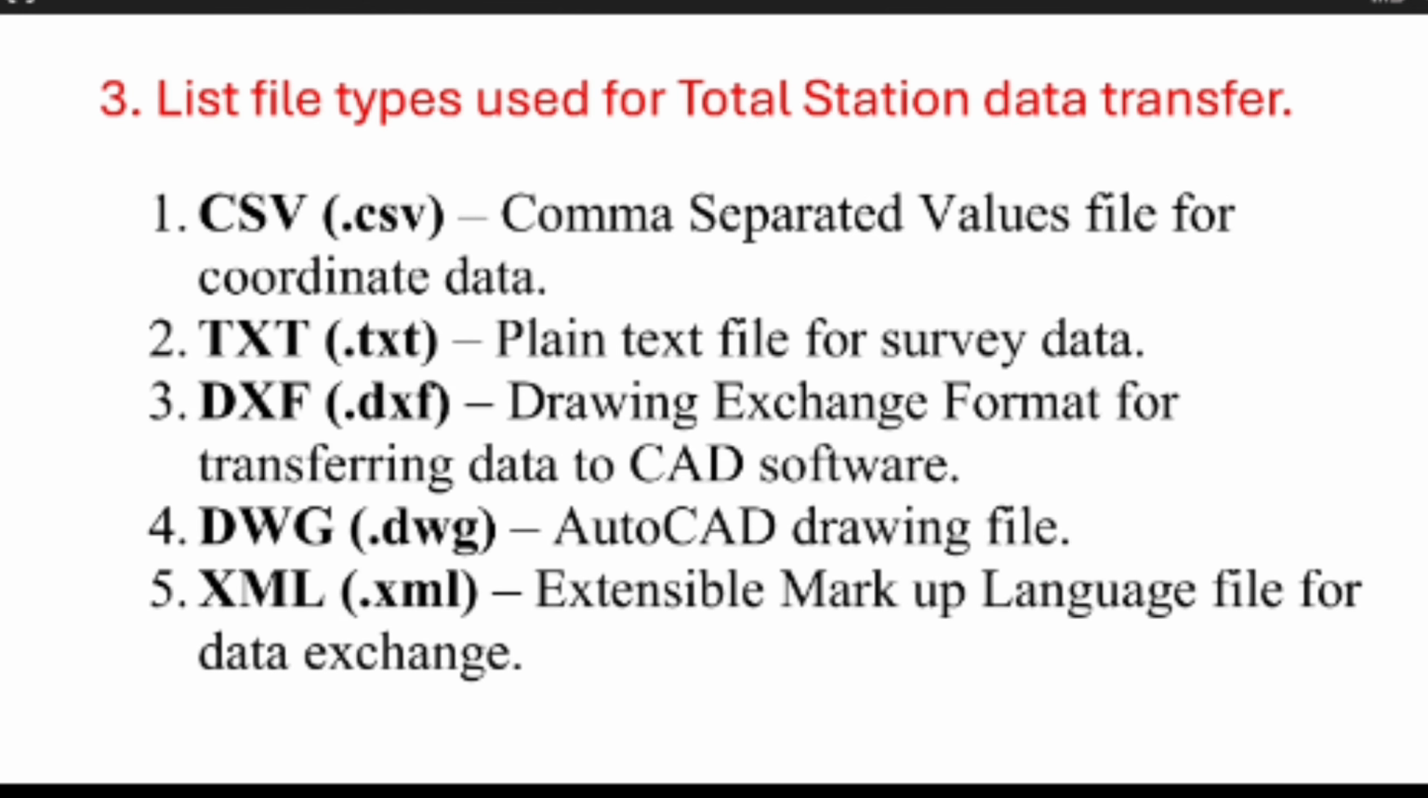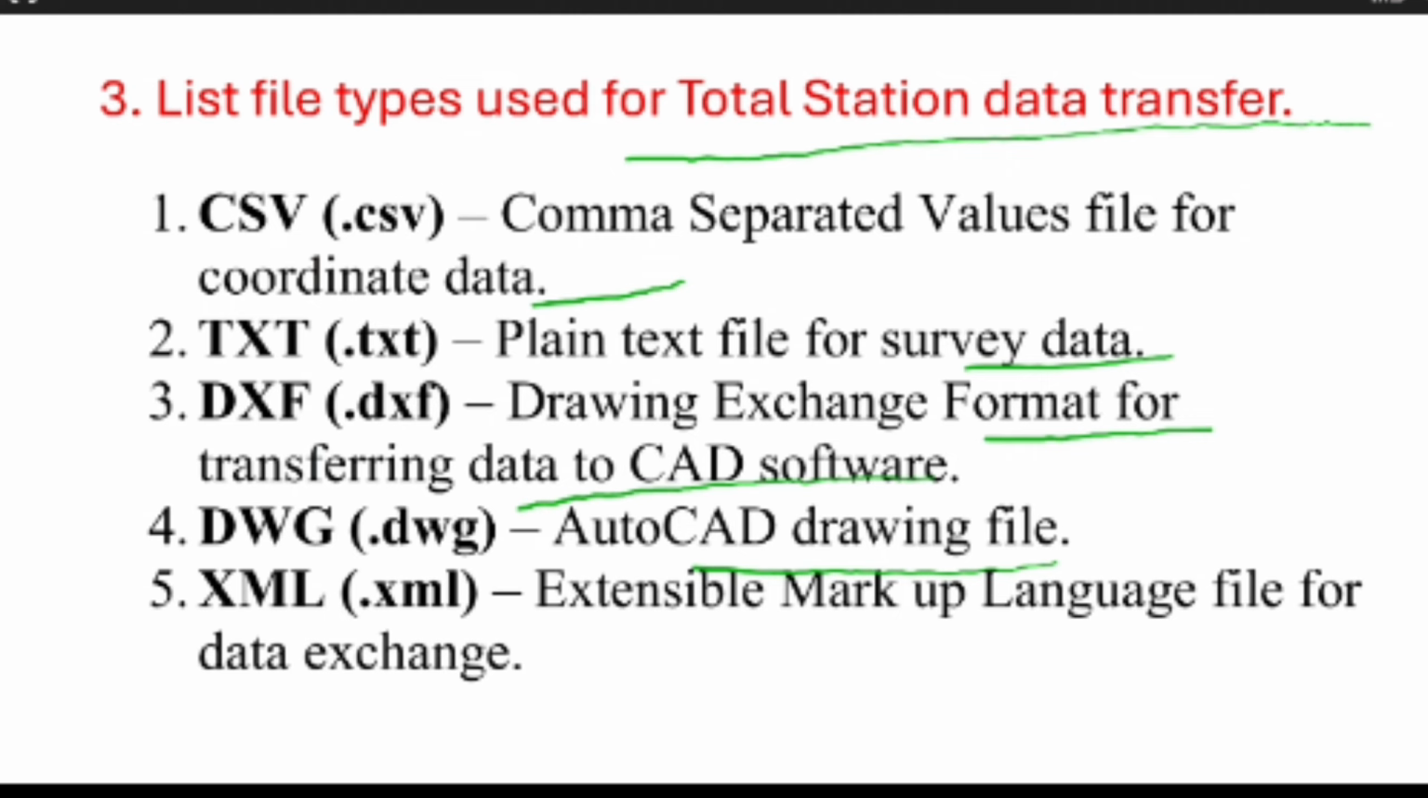These are the types of files for total station data transfer. The first one is CSV, that is comma separated value file for coordinate data. Next will be a text file, a plain text file for surveying data. DXF file, this is a drawing exchange format for transferring data in CAD. DWG is nothing but an AutoCAD drawing file. XML is extensible markup language files for data extraction. These are the files used for this information.